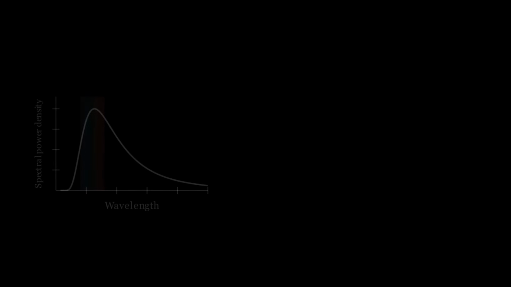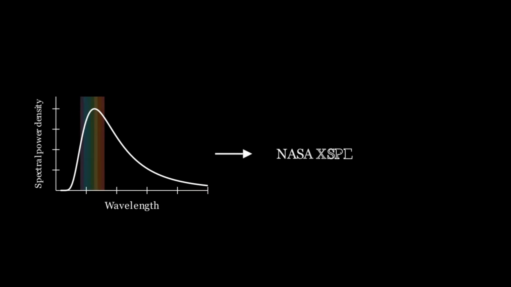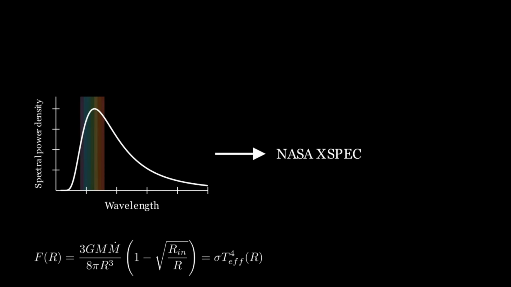To measure the ISCO radius, we have to calculate the flux and temperature by fitting the X-ray data from the accretion disk to the following equations using software such as NASA's XSpec. These equations are part of Novikov-Thorne's accretion disk model. Now that we have the mass, distance, effective temperature, and flux, we can finally calculate the ISCO radius using the solid angle equation, which is common to all thin accretion disks.